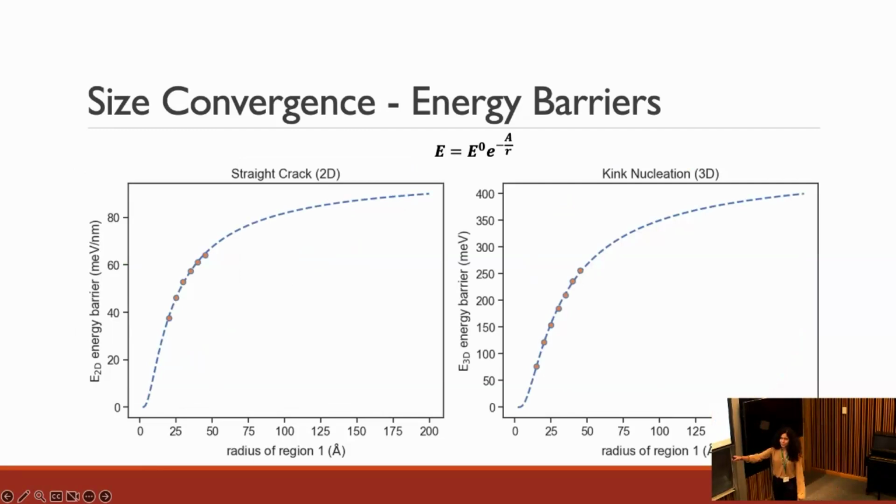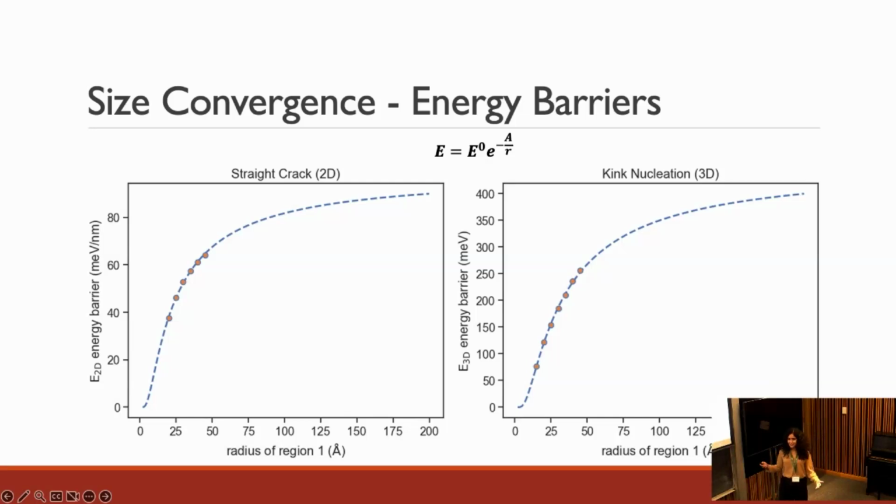So I've put the region 1 radius, in-plane, on the x-axis, and the energy barrier for the so-called 2D. The 2D is actually 3D, it's just a straight crack with periodic boundary conditions. And then the kink nucleation, and you can see we're far off, but the larger size simulations just struggle to converge and get anywhere. So now I have to rely on some extrapolation methods.